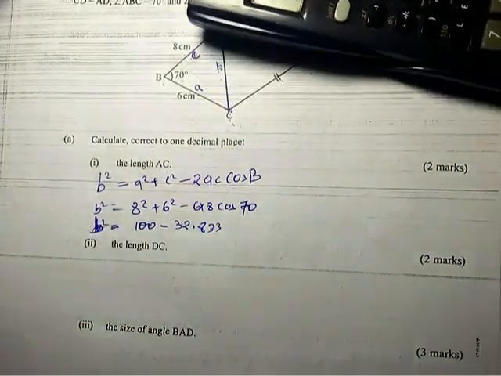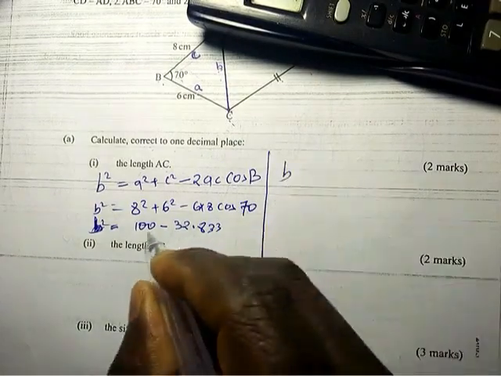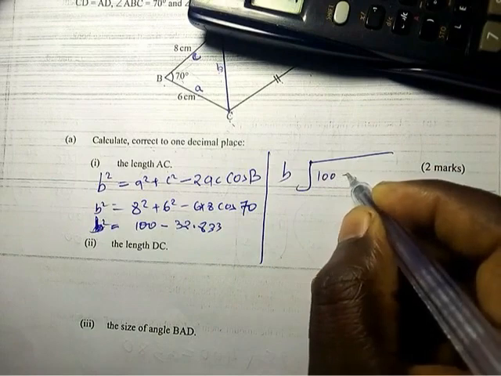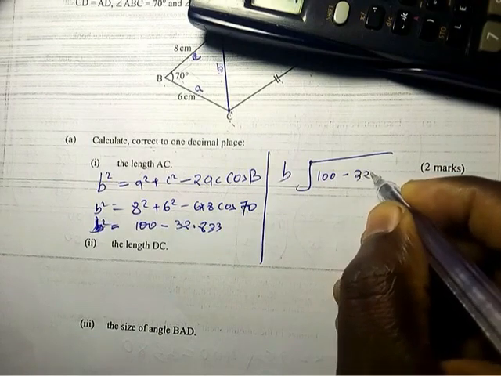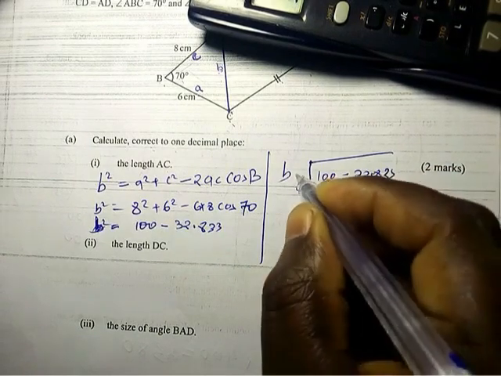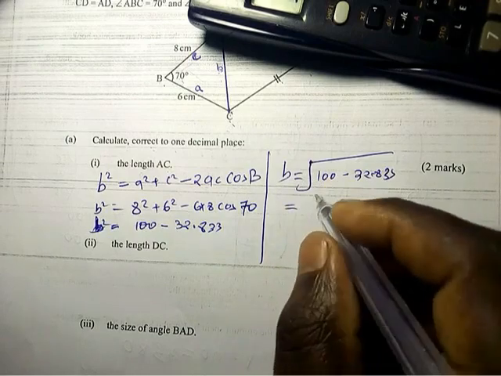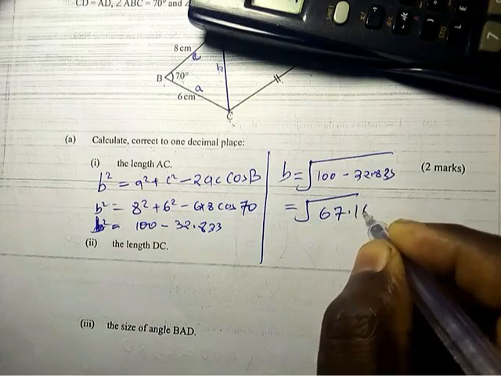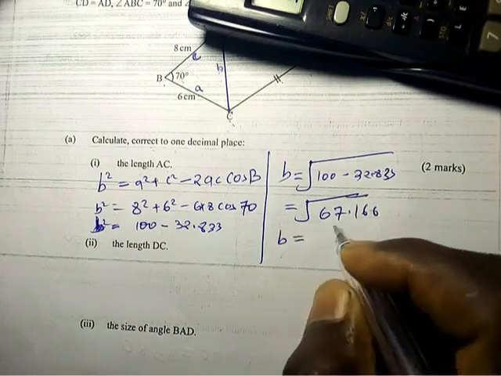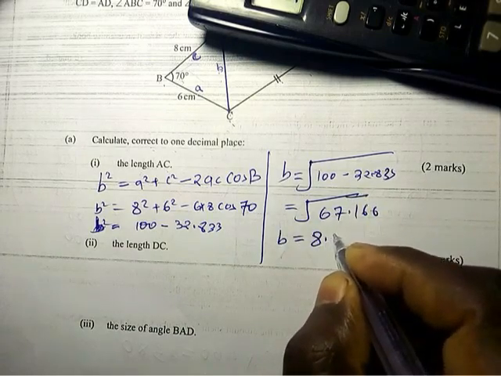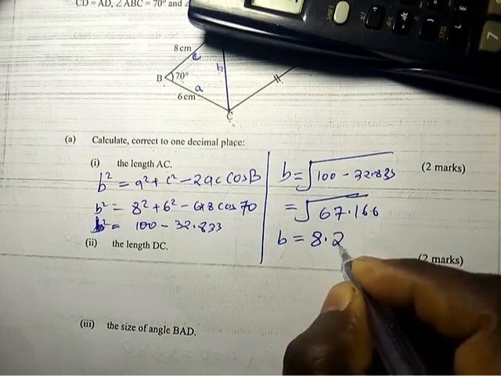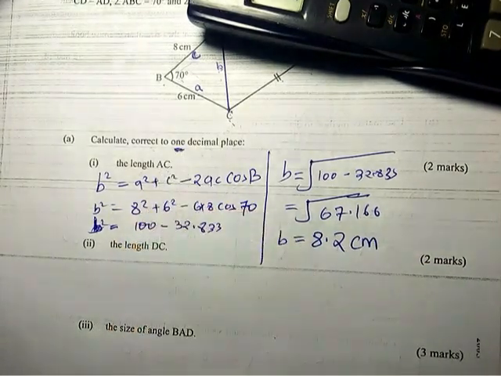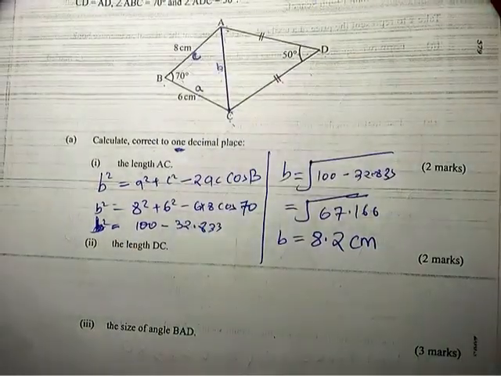So now we want b. So b is the square root of 100 minus 32.833, and that gives us the square root of 67.166. So b is equal to 8.2 centimeters to 1 decimal place.